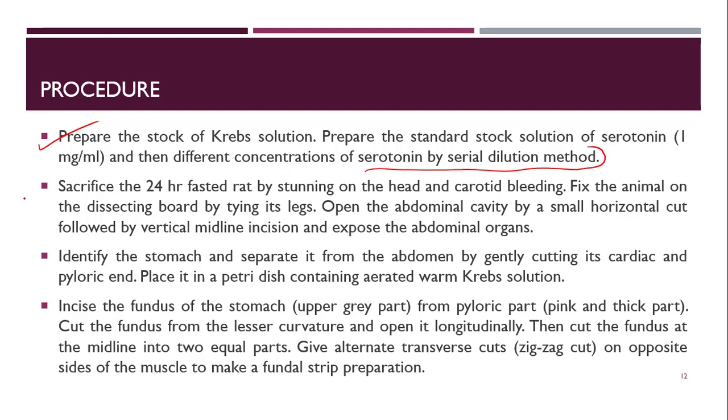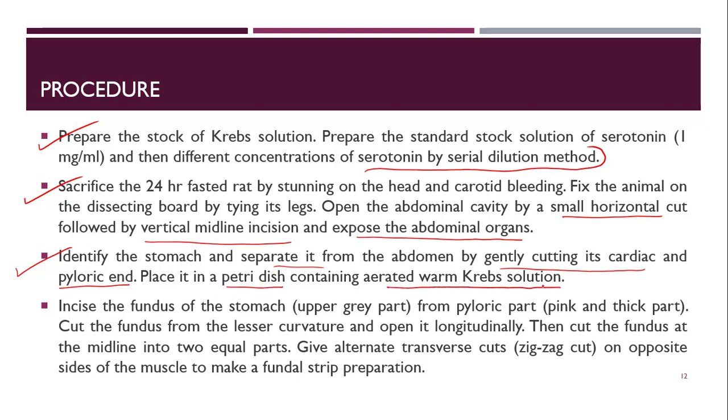We have to sacrifice a 24-hour fasted rat by stunning on the head and carotid bleeding. Fix the animal on the dissecting board by tying its legs. Open the abdominal cavity by a small horizontal cut followed by a vertical midline incision. Expose the abdominal organs. Then we have to identify the stomach. We have to separate it from the abdomen by gently cutting its cardiac and pyloric end. Then we have to place it in the petri dish which contains aerated warm Krebs solution.